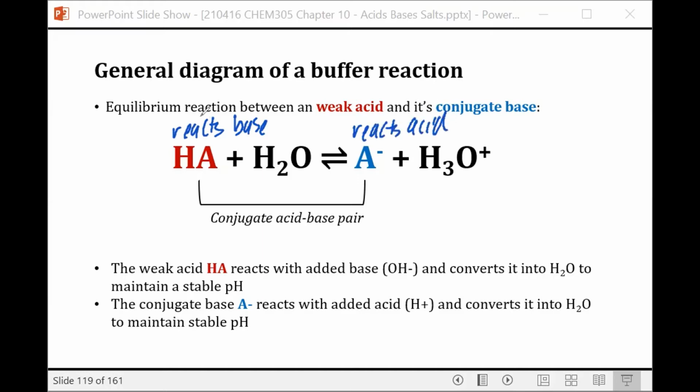So that the added base is neutralized, it doesn't change the pH, as long as it can react with a little bit of weak acid that's in solution. Or if you add acid, there's a conjugate base in solution that will react with the acid again, to prevent the change in concentration of hydronium or hydroxide ions in the solution, which will mean the pH stays relatively stable.